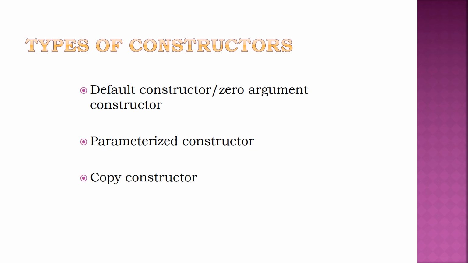I'll repeat. The types of constructors are the default constructor, which can also be called a zero argument constructor, second, parameterized constructors, and third, copy constructors. Let us discuss them one by one from the next slide.